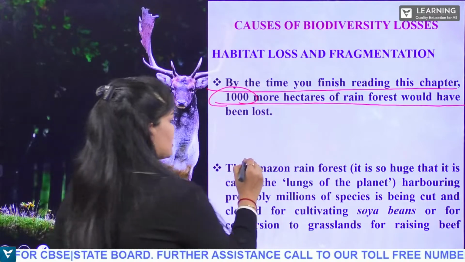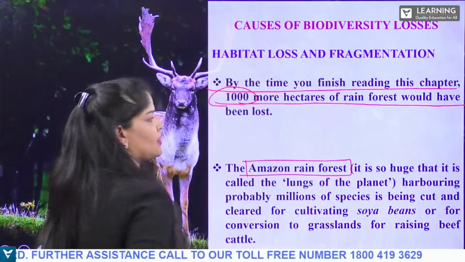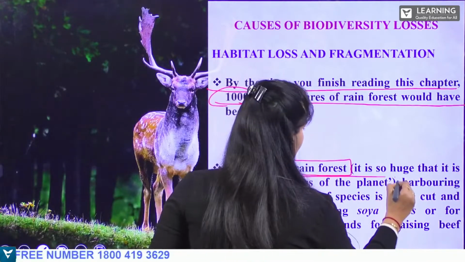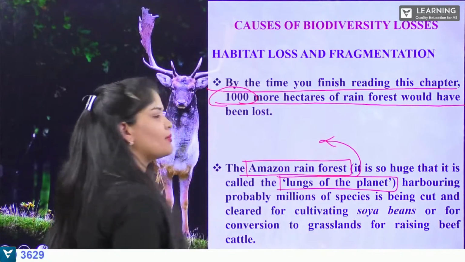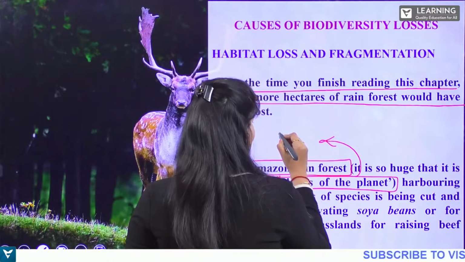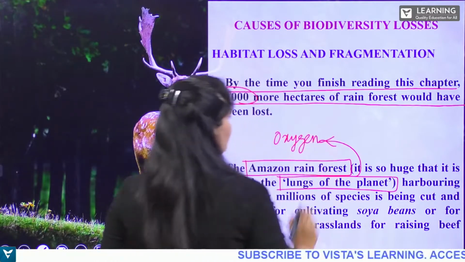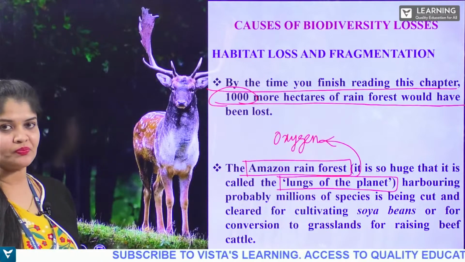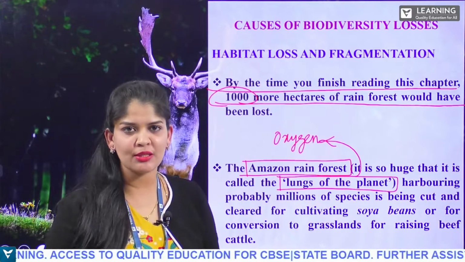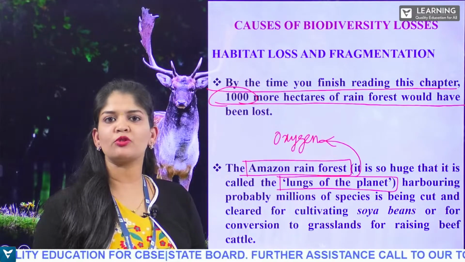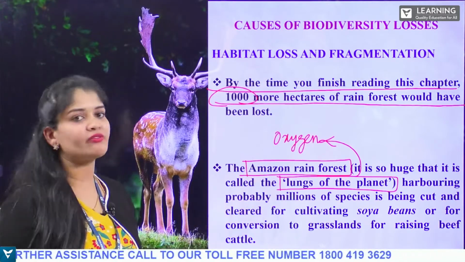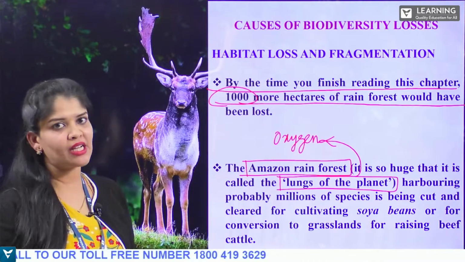The Amazon rainforest is so huge, and we already know it is called the lungs of the planet. Why do we consider the Amazon rainforest as the lungs of the planet? Because it is giving us oxygen. The Amazon rainforest has a very rich biodiversity, that is, the number of producers is high. If the number of producers is high, they take in carbon dioxide and release oxygen. That is why we consider the Amazon rainforest the lungs of the planet Earth.